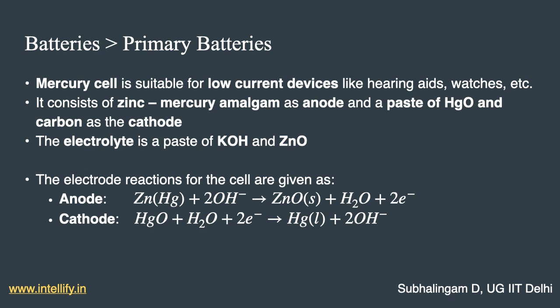So now the half cell reactions. At the anode, we have Zn(Hg), that's the amalgam, plus 2 OH-, that comes from KOH, giving ZnO plus H2O plus 2 electrons. Anode is oxidation. At the cathode, we have HgO plus H2O plus 2 electrons giving Hg plus 2OH-. So these are the half cell reactions for the mercury cell.